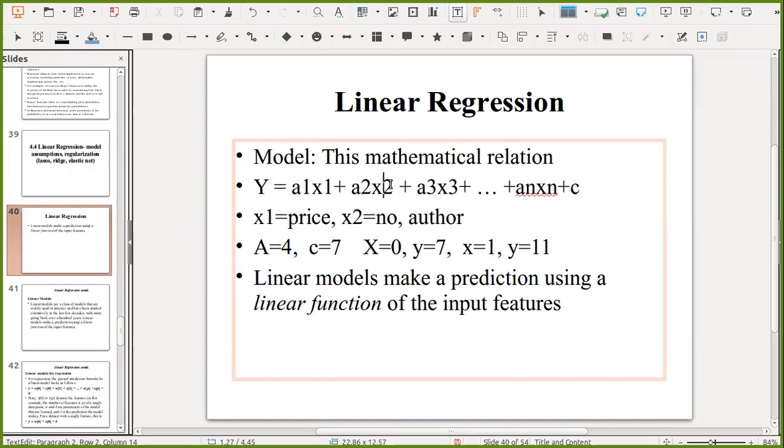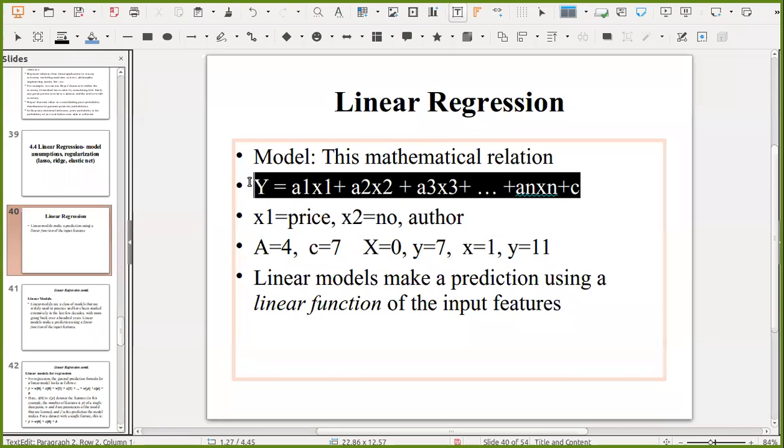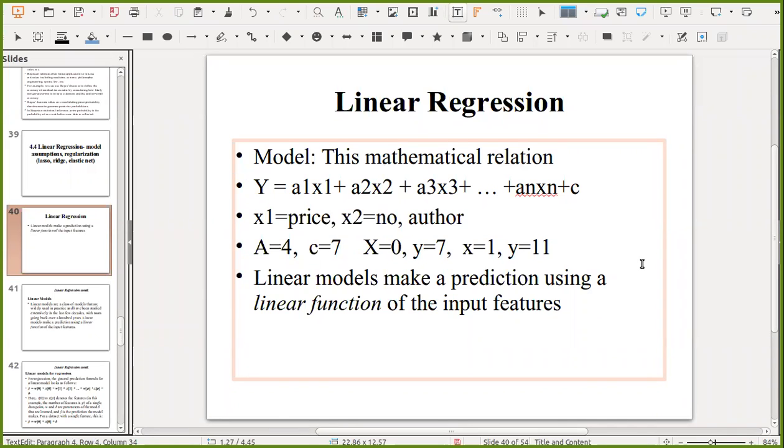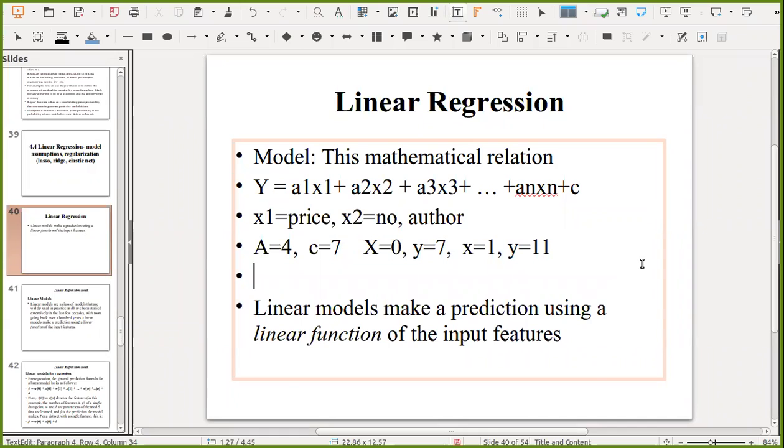Whatever this equation is, it is exactly what you might have studied about planes, points, and lines, etc.